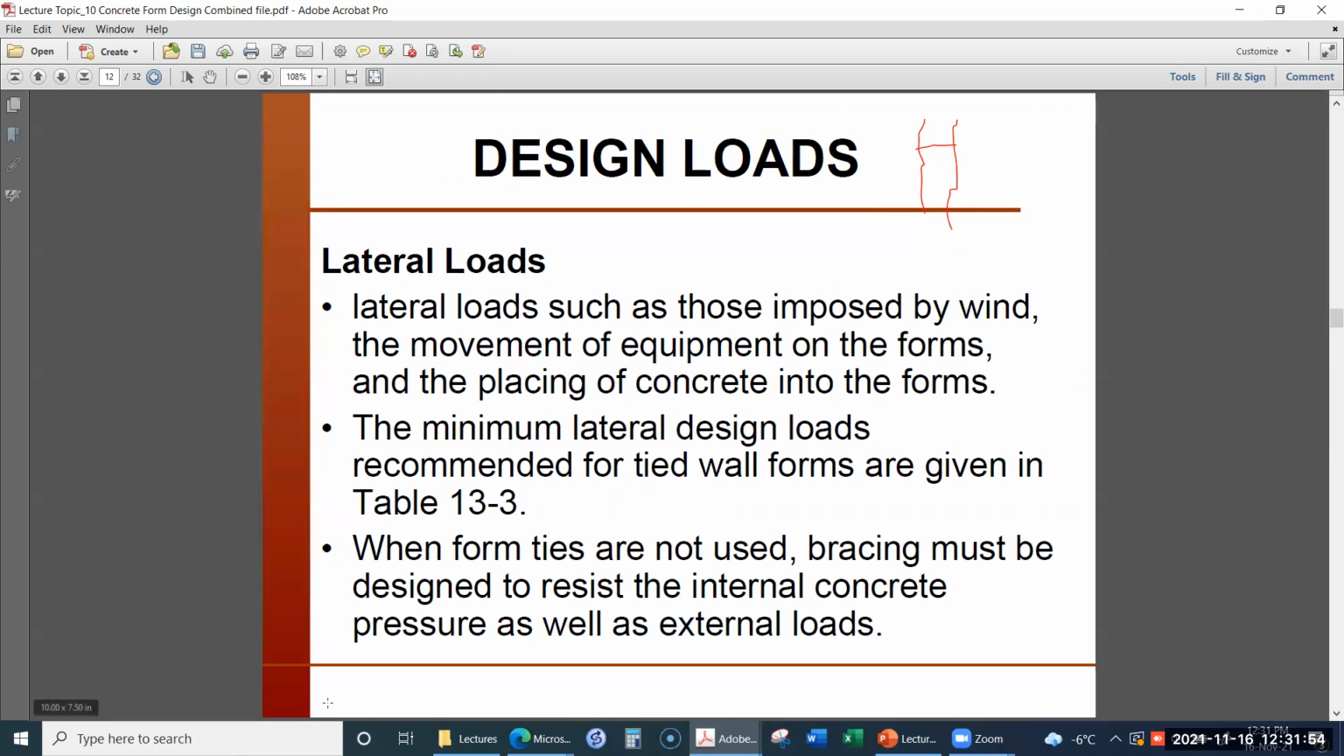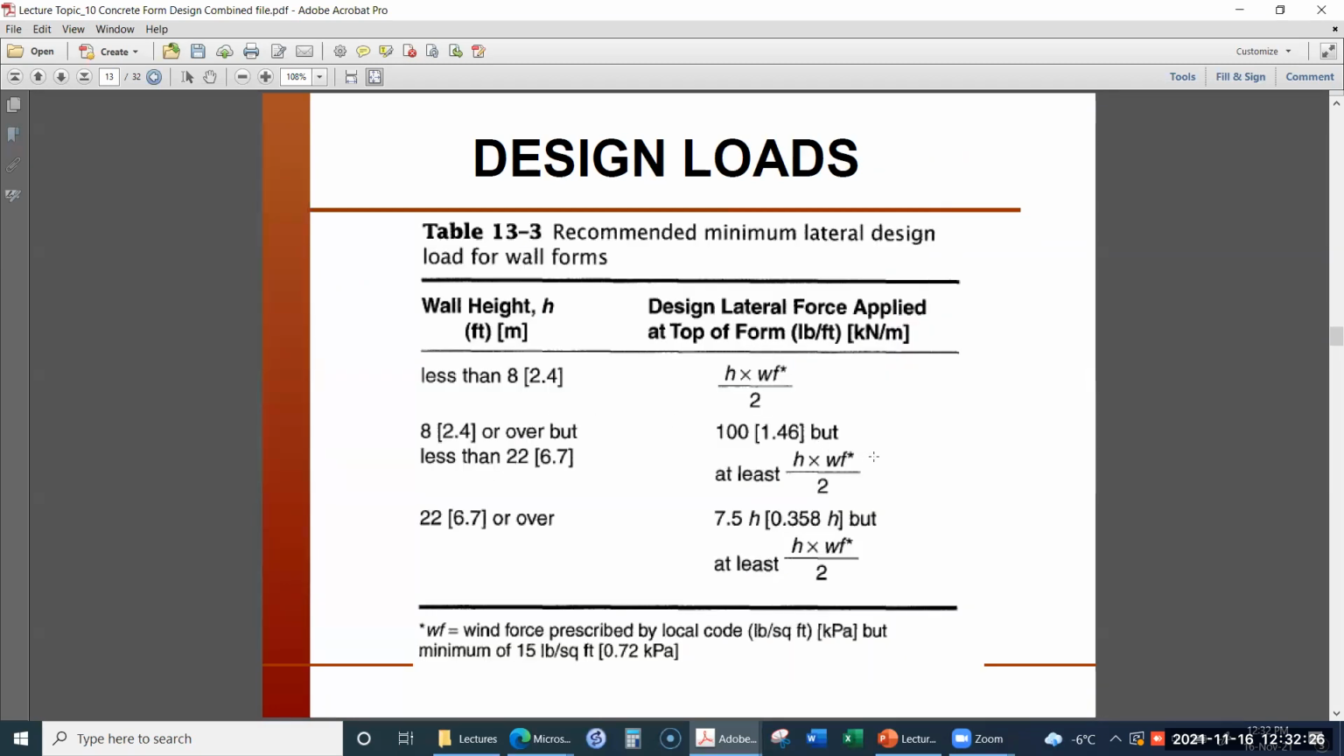Okay. And when the form ties are not used, bracing must be designed. So when these ties are not used, then the external supports must be provided. Okay. So the bracing, which are the external supports, must be designed to resist the internal concrete pressure as well as the external loads. Okay, so what does this table 13-3 show us?